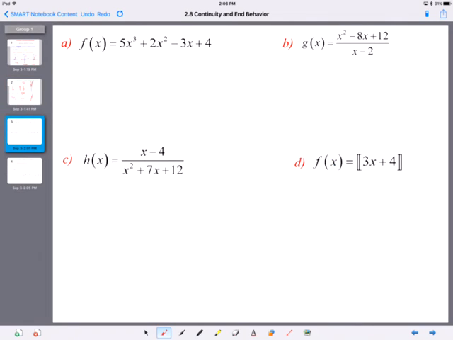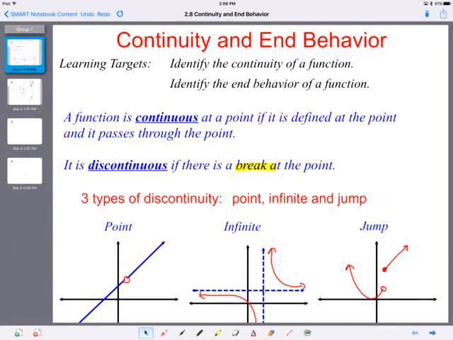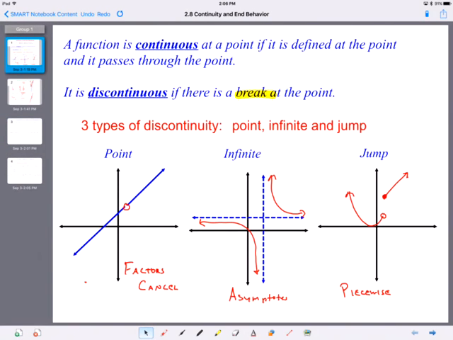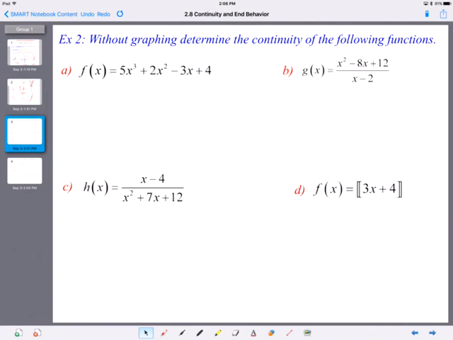Alright, on the next part, I want you to do this without graphing. So without graphing, determine the continuity of the following functions. Go back to that first slide. Remember what happens. If factors cancel, you're going to have a point or a hole in the graph. If you have vertical asymptotes, you're going to have an infinite discontinuity, and if you have a piecewise function, a lot of times you're going to have a break in the graph like that. Possibly. You might have to check that one though. Alright, so maybe pause me, see if you can go through and identify the continuity on each of these. And I'm going to go ahead and get started.